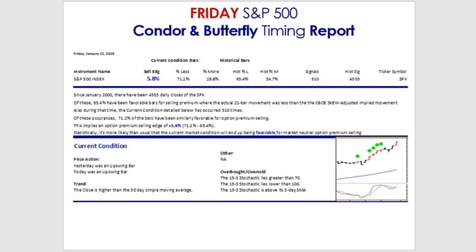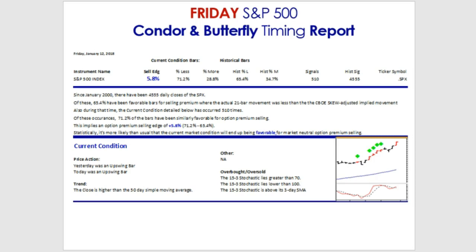Now, also during that time, since Jan of 2000, our particular current condition that I just went over has occurred 510 times. That's inclusive of consecutive occurrences. Now, of those 510, 71.2% of those bars were similarly favorable for option premium selling, like I just described. Similarly favorable. So we have here an edge.